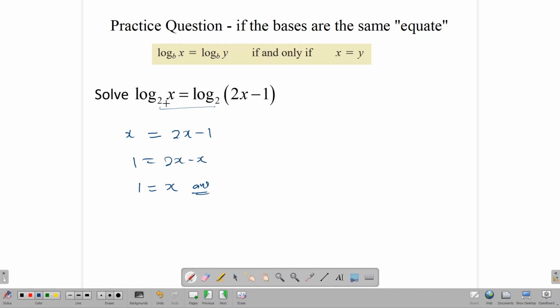Now, they will not always be this simple. So the idea is once they have the same base, you can go ahead and equate whatever is here and solve your equation. Let's look at a more challenging one using the same idea.